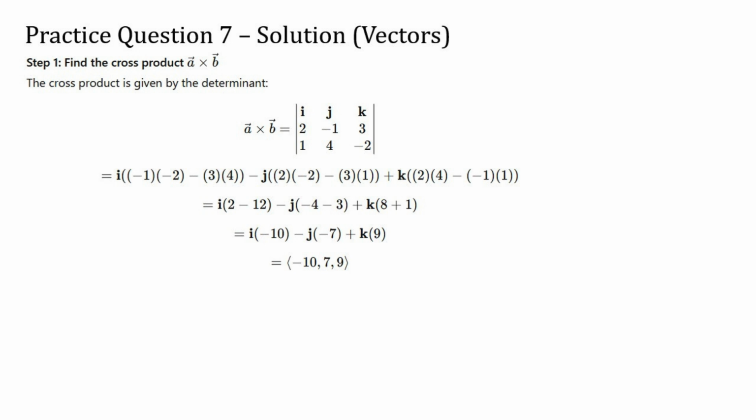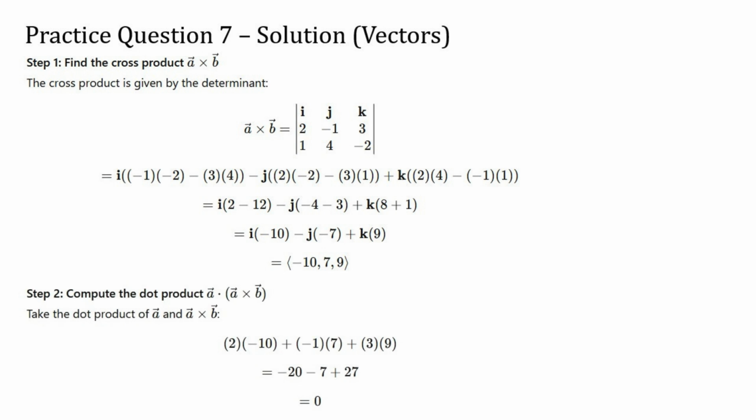We calculate it using the determinant of a 3x3 matrix, where the first row contains the unit vectors i, j, and k, and the second and third rows contain the components of the two original vectors. Once we compute that determinant, we find the resulting vector from the cross product has components -10, 7, and 9. The next step is to take the dot product of the original vector with this new cross product vector.